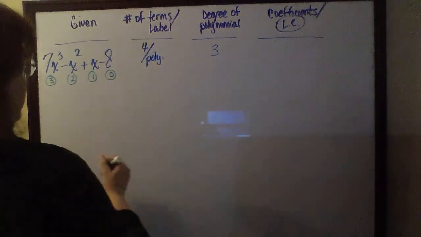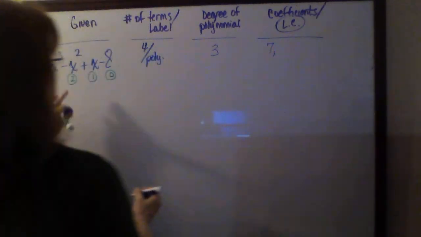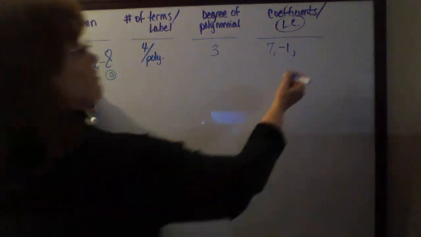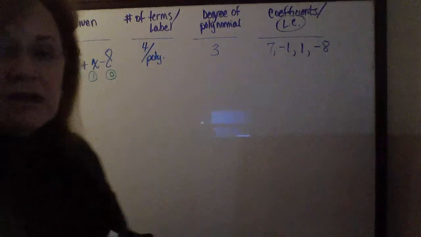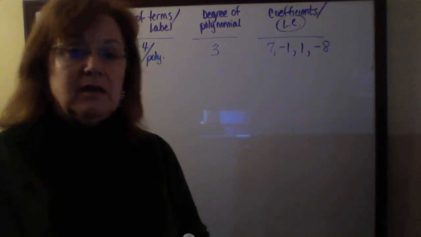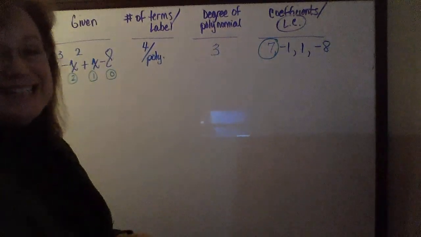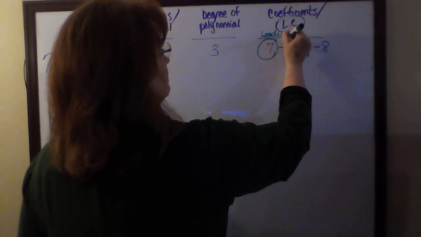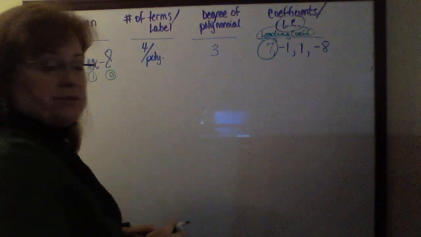Well, let's list the coefficients first. So the first coefficient is 7. The next one is negative 1, then 1, then negative 8. Okay? The leading coefficient by definition is the coefficient on the term with the highest degree. So therefore that's 7. So we're going to circle 7 since it's the leading coefficient. I probably should have labeled this leading coefficient, and that's what we're circling.